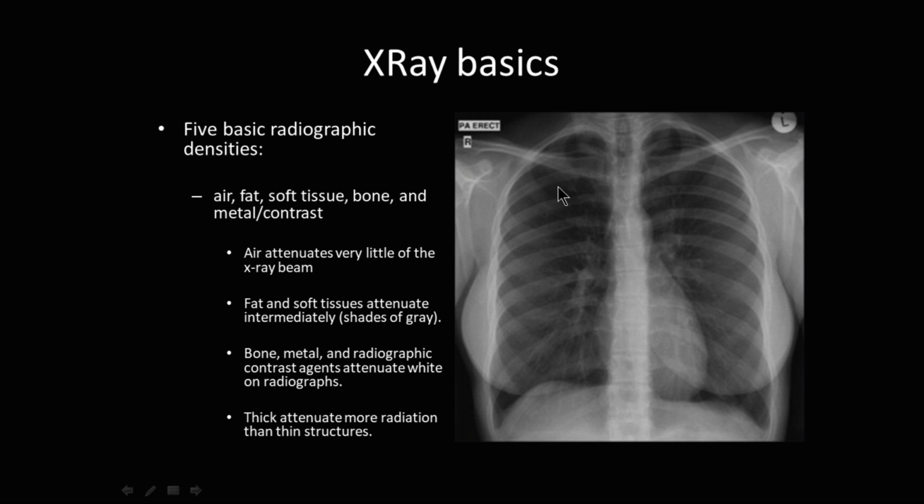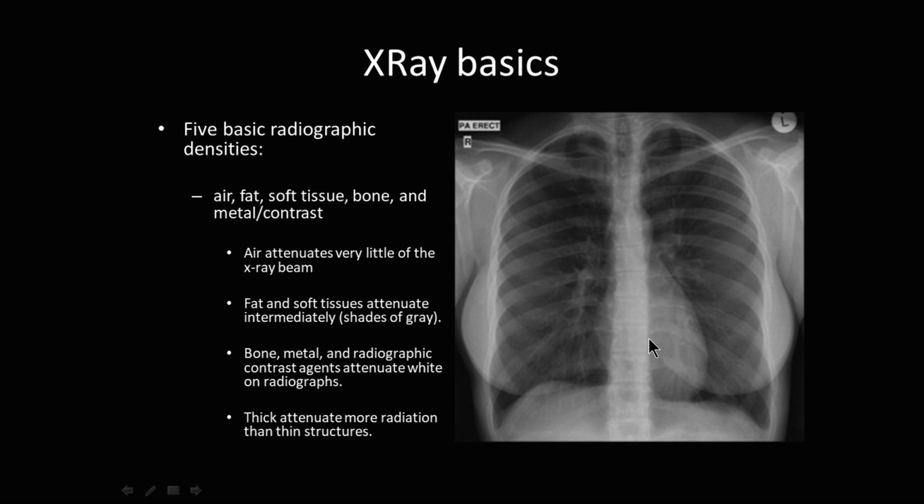So in the chest here, in between the ribs, you see that it's a little darker, so it attenuates very little of the x-ray beam. Fat and soft tissue attenuates intermediately, and you get shades of gray. So in the breast here, in the axilla, it looks more gray than it does white.